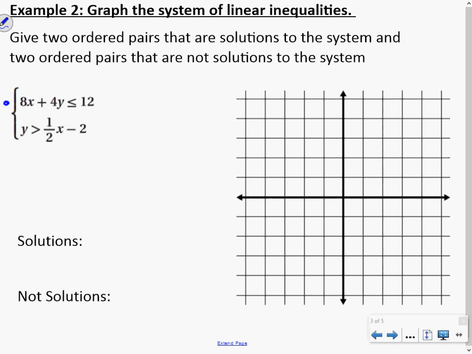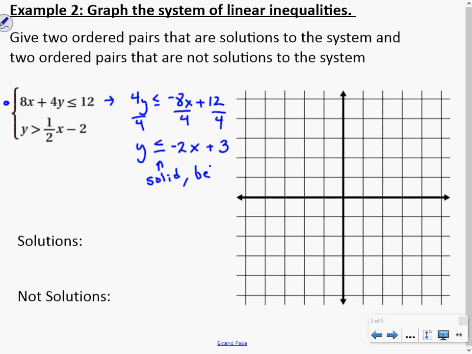So to do that, we're going to subtract 8 from both sides first. And then we're going to divide by 4. So we get y is less than or equal to -2x plus 3. So this is going to be my top inequality. We have a less than or equal to symbol. So we're going to have a solid line, and we're going to shade below.